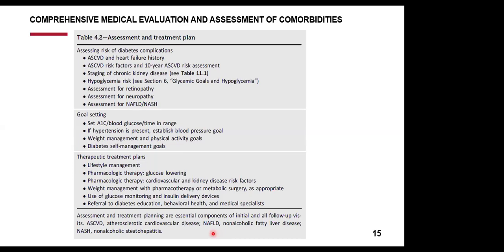Then you also need to set goals at that time in terms of either A1C or blood glucose levels. And if hypertension is present, you also need to establish the blood pressure goal. And you also need to manage the weight and also physical activity goals.